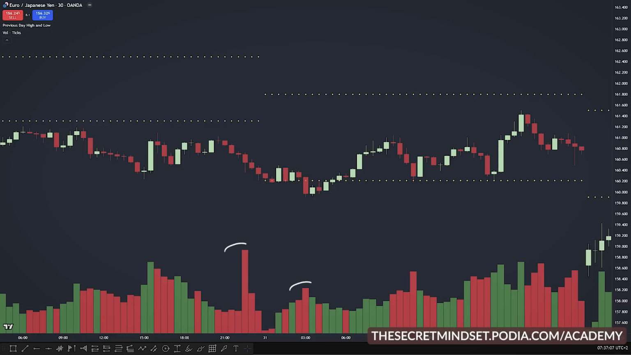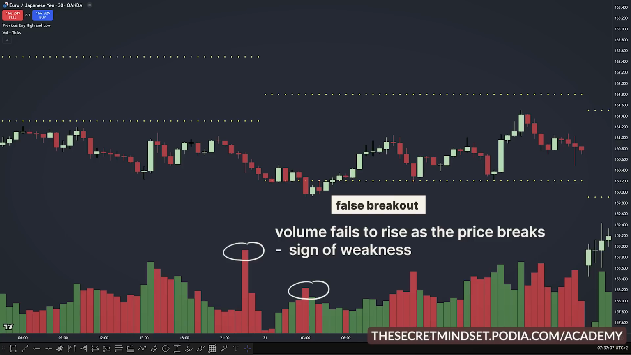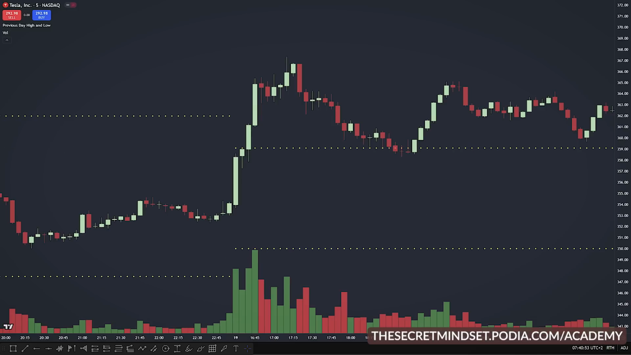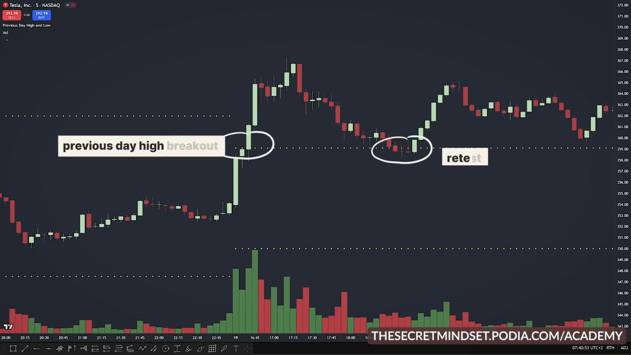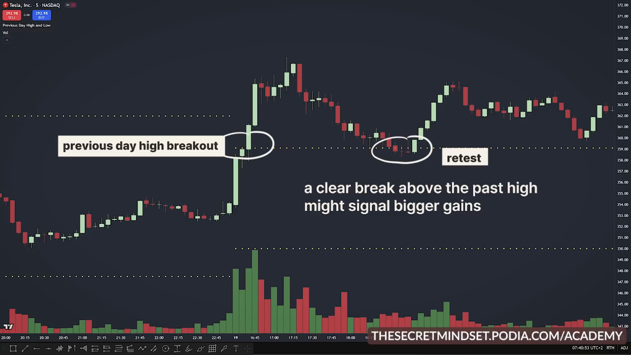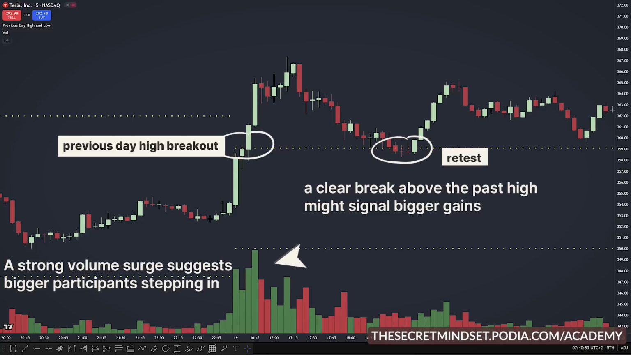For instance, day traders might sit with a wider view. If volume fails to rise and the price breaks, they see that as a weakness. That could hint at a chance to fade the move, expecting a drift back into the range. In a bullish setting though, a clear break above the past high might signal bigger gains. Again, wait for retests of these highs or lows to confirm support or resistance. A strong surge suggests bigger participants stepping in. A weak spike suggests the break might not hold.